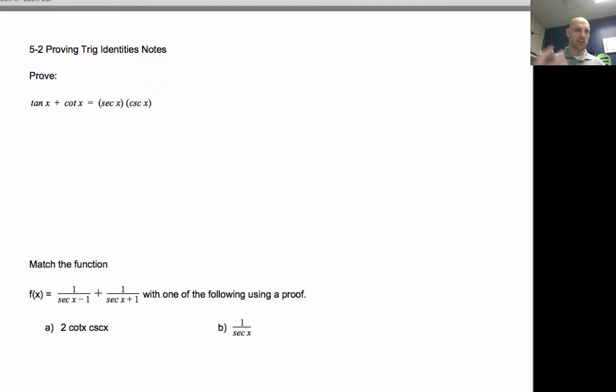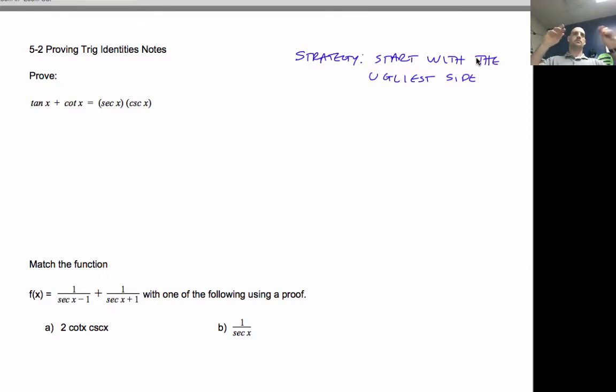All right, so we're going to start here. And here's a strategy for you. The strategy on this one is to start with the ugliest side. What does that mean? Well, if our goal is to prove or to simplify, it's easier to simplify something that's more complicated than it is to simplify something that's already simple.